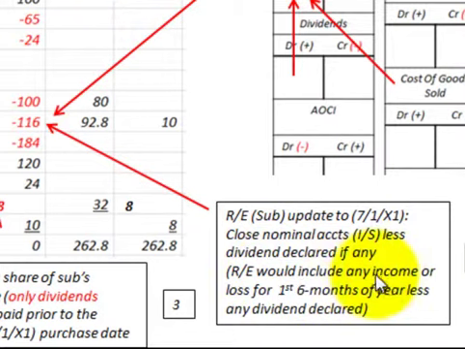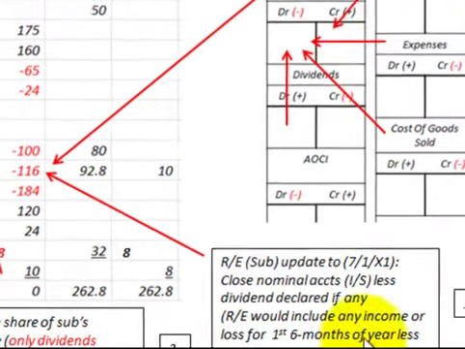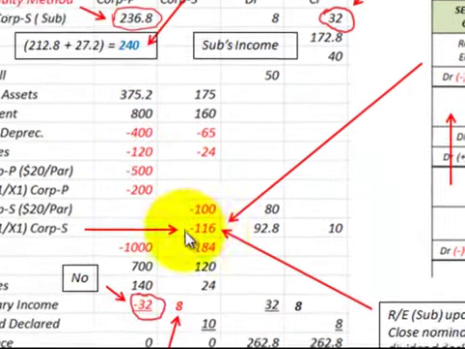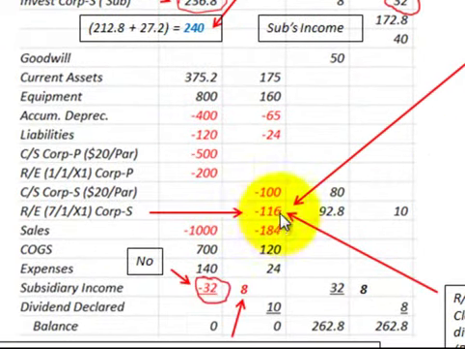So the retained earnings would include any income or loss for the first 6 months of the year less any dividends declared. Going up to our diagram, for our net income, we close our revenues, our expenses, and our cost of goods sold to the retained earnings account, and then we also reduce the retained earnings for any dividends that were declared. So this is where we've updated our retained earnings for the subsidiary as of the purchase date, 7/1/X1.